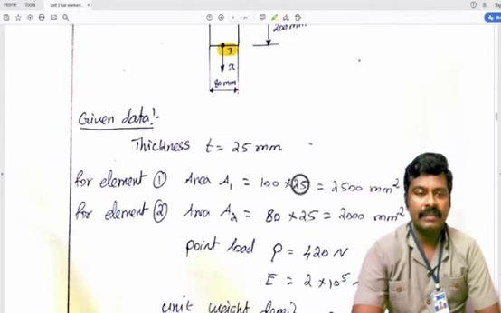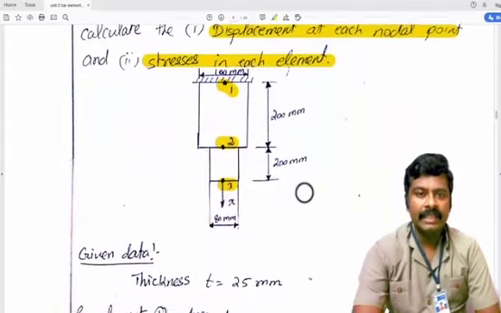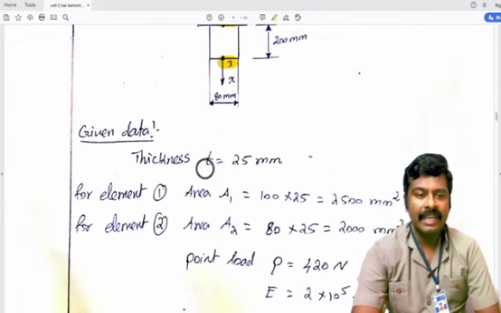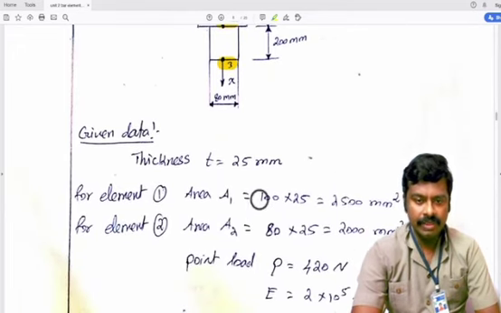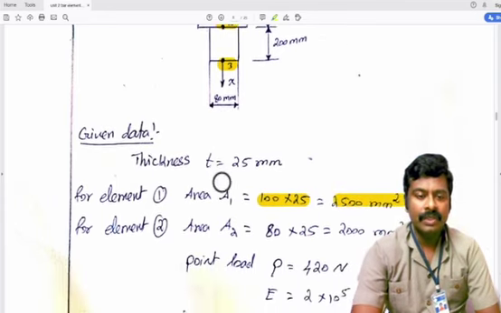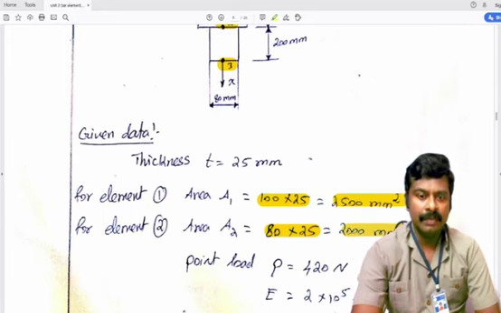So given data: first, the thickness t equal to 25 mm and the width of each element is given. The first element width is 100 mm. Therefore, area for element 1, A1 equal to width into thickness, so 100 into 25 equal to 2500 mm square. For element 2, the width is 80 mm, so area equal to width into thickness, 80 into 25 equal to 2000 mm square.